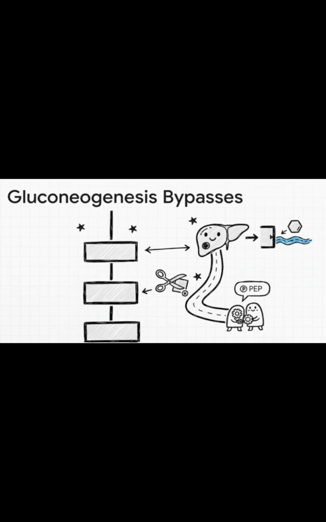Gluconeogenesis uses these 4 bypass enzymes to get the job done. You've got pyruvate carboxylase and PEPCK working together to get around pyruvate kinase. Then fructose 1,6-bisphosphatase bypasses PFK1. And finally, the big one, glucose 6-phosphatase, which is only in the liver, is the enzyme that lets that brand new glucose escape into the blood. You've got to know these 4.